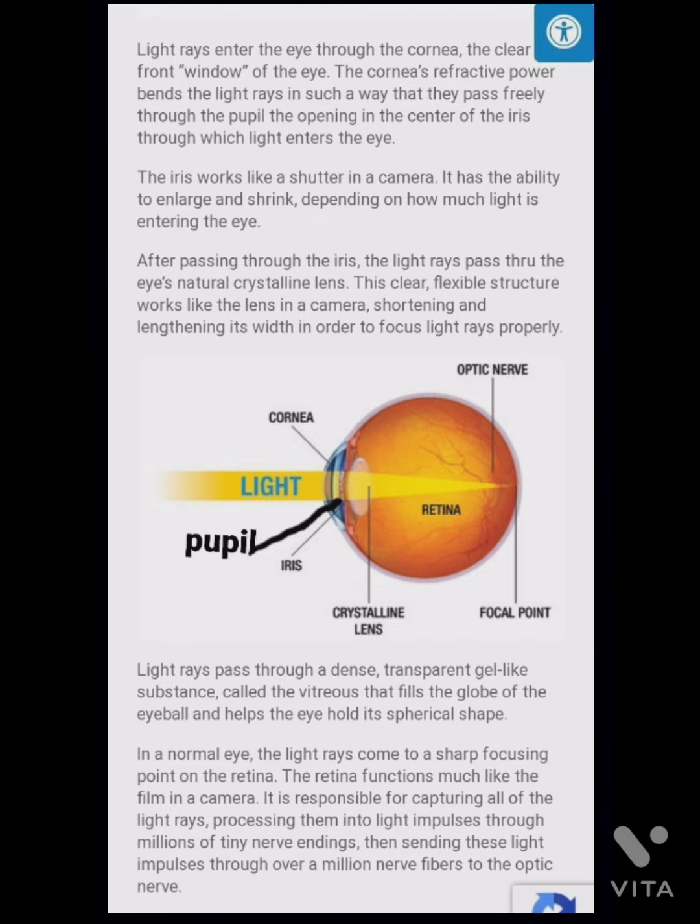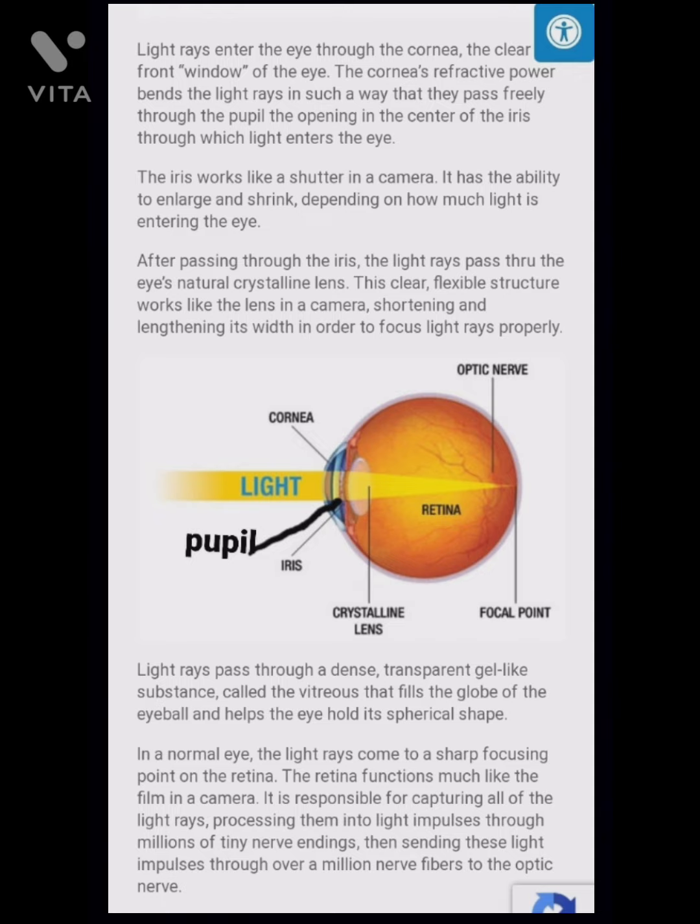The retina functions much like the film in a camera. When the light falls on the innermost layer of the eye, the retina, it is responsible for capturing the light rays and processing them into impulses through millions of nerve cells. You can see in the diagram the thread-like structures; these are the nerve impulses carrying the light and the image. There are millions and millions of them in our eye.